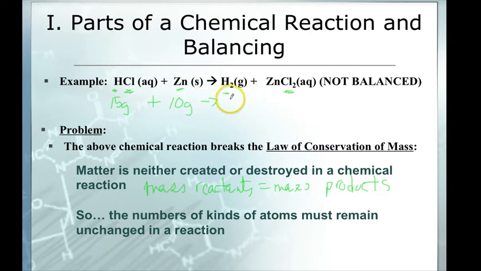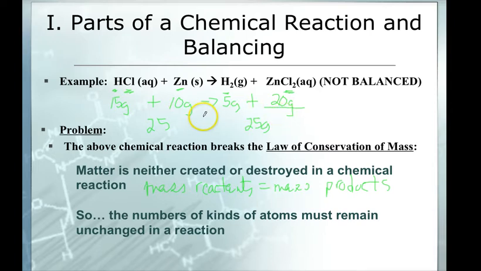And obviously that adds up to 25 grams. That would mean that the total mass on the right side should also be 25 grams, correct? So let's say, for example, I had 5 grams of hydrogen. What would be the mass of the zinc chloride? Well, if I have 5 grams and this has to add up to 25 grams, it would be 20 grams. And that's basically what we mean by the law of conservation of mass.